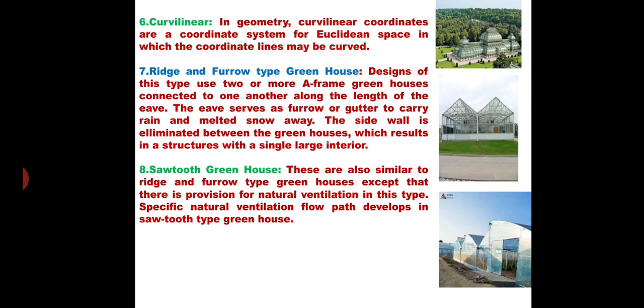And sixth one is curvilinear greenhouse. In geometry, curvilinear coordinates are a coordinate system for Euclidean space in which the coordinate lines may be curved.